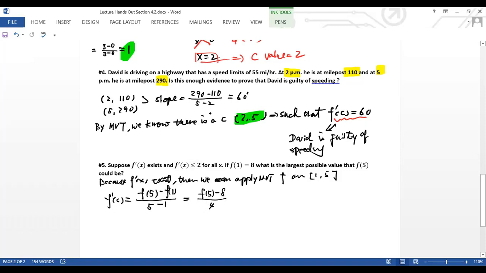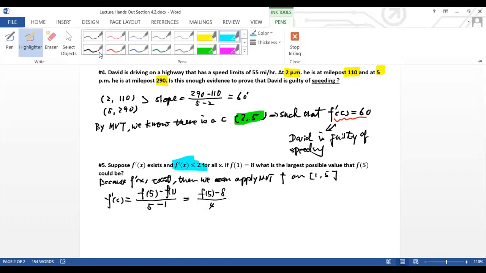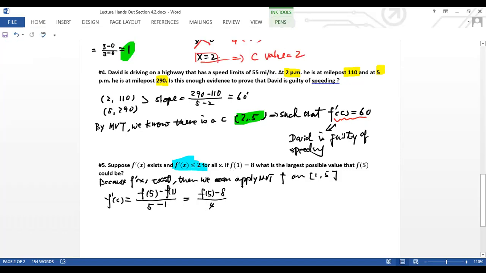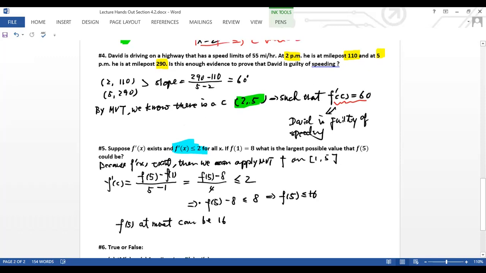But look at the derivatives here, right? It says all the derivatives are less than or equal to 2. So what is this one here? We say this one is less than or equal to 2. All right, so that means f of 5 minus 8 is less than or equal to 8. Then f of 5 is less than or equal to 16 here. So we know f of 5 at most can be 16, right? Okay, so the same idea for the mean value theorem.